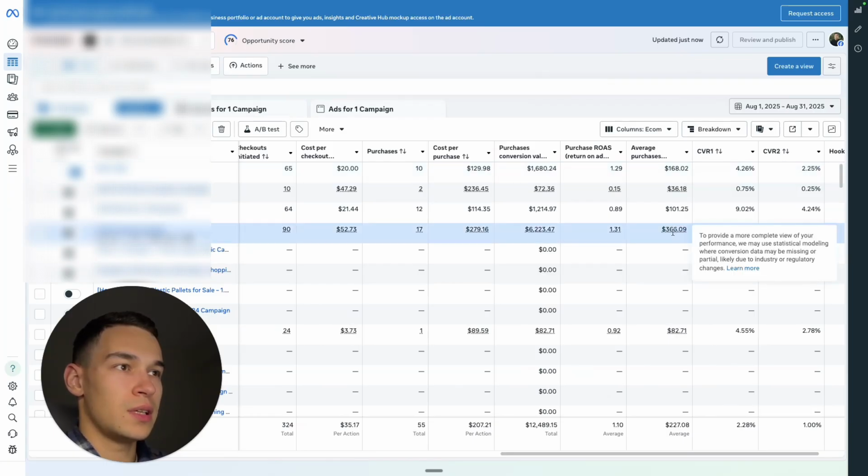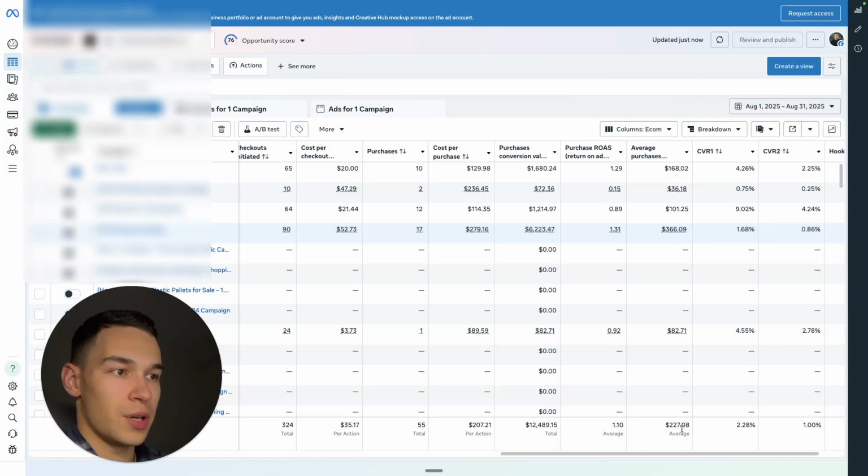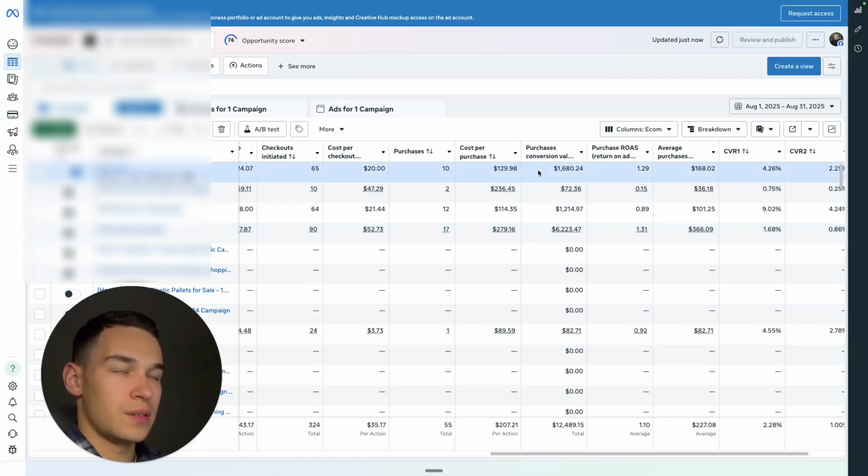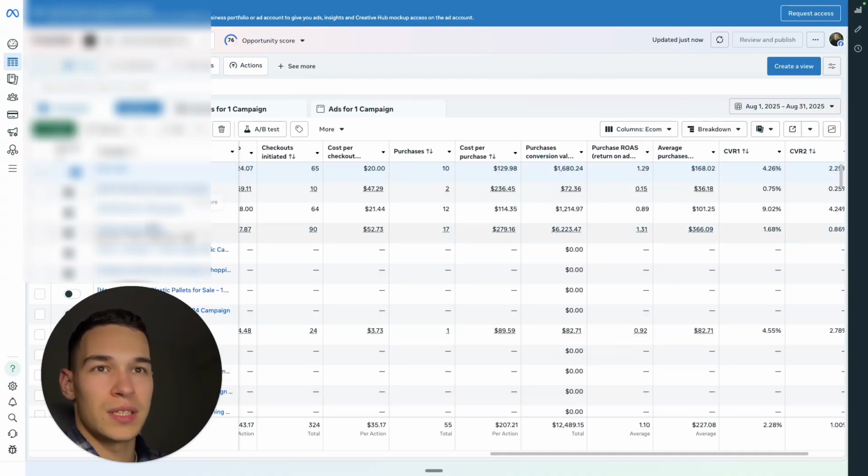This one is definitely, you can see this campaign here is getting new customers for sure, because the average order value is higher. And I know for sure that most of the customers it's getting are new customers. This one, on the opposite, yes, it has lower CPA, but at the same time, the AOV is way lower as well. So it's kind of just wasting money on the existing customers.